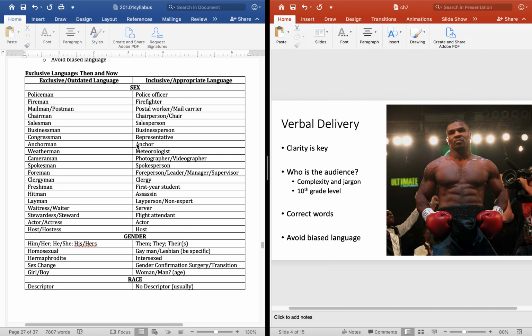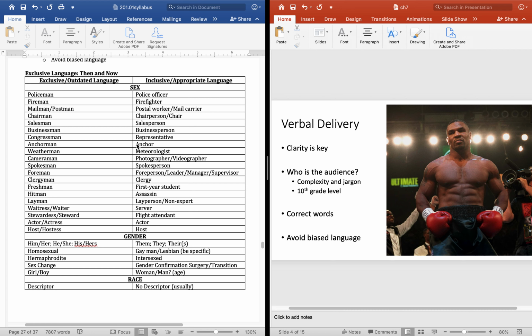So you can go through the left side and see that in the past we've used lots of words that, for example, end in man. Policeman, fireman, postman, mailman, chairman, salesman, businessman, congressman, anchorman, weatherman, cameraman, spokesman, foreman, clergyman, freshman, hitman, layman. All of those man words, those and many others, implied that only a male could do that job. And we know that that's just not the case anymore for any of these.